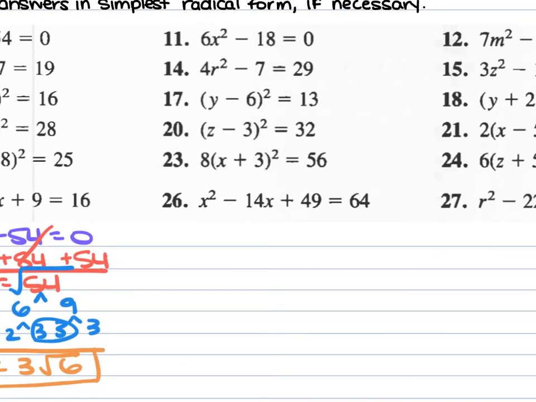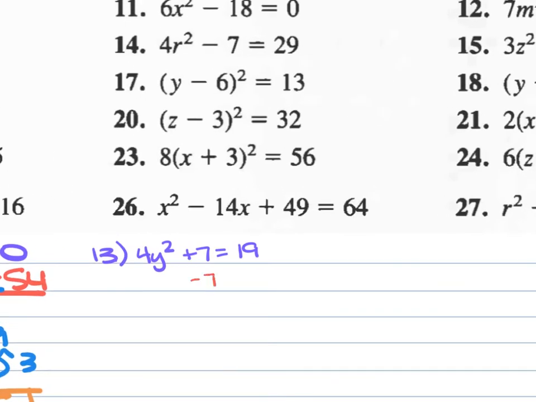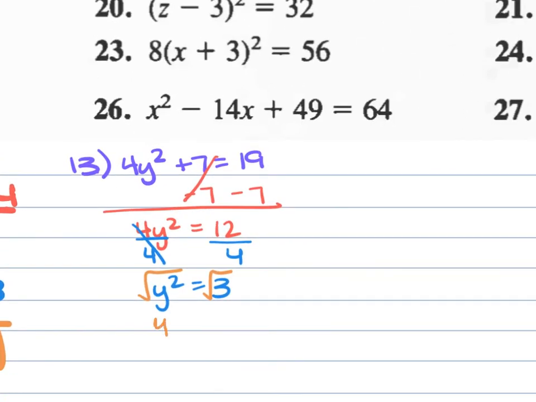And move up here for 13. We have 4y squared plus 7 is equal to 19. So we're going to subtract 7 from each side. We have 4y squared is equal to 12. We divide each side by the 4. Get y squared is equal to 3. Take the square root of both sides, and y is equal to plus or minus the square root of 3.